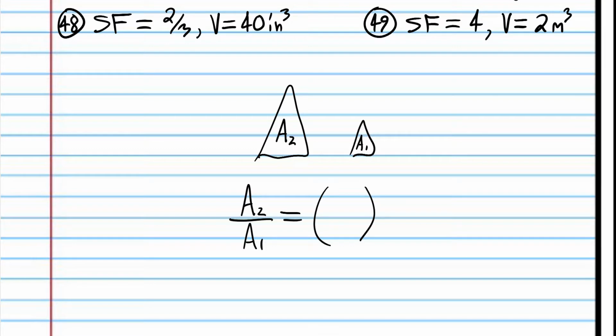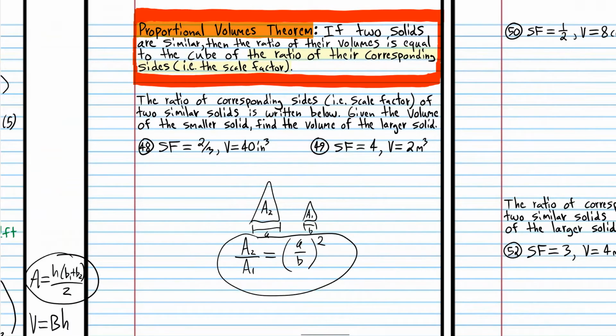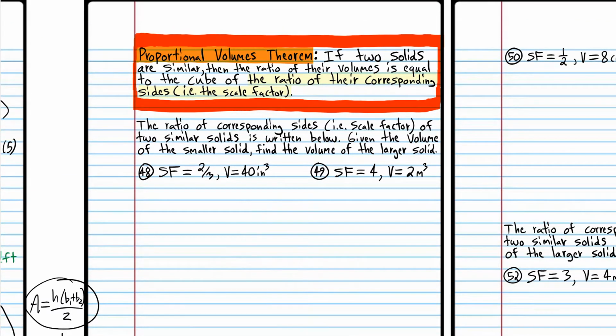ratio of corresponding sides. So let's say that this side is A and this side is B. You take A over B and you square it, and that's equal to the ratio of the areas. We called that the proportional areas theorem. That was quite a while ago in a different class. But now we're talking about the proportional volumes theorem, and that pretty much works the same way.